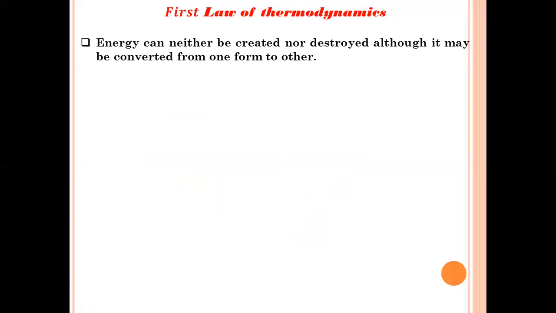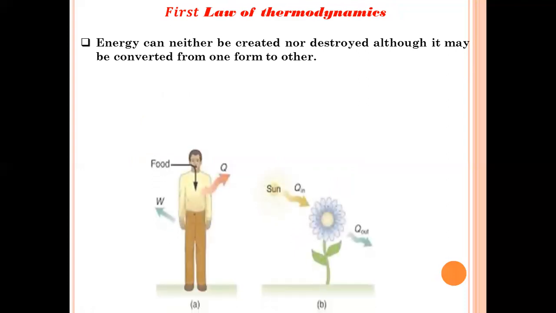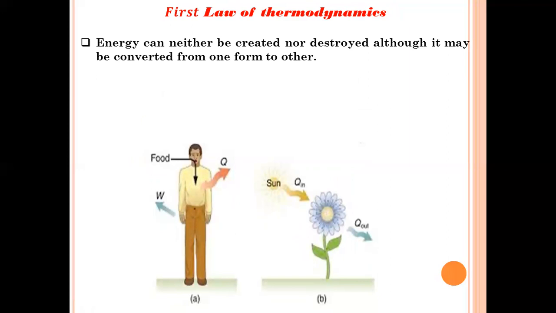The first law of thermodynamics gives the concept of the law of conservation of energy, which states that energy can neither be created nor be destroyed, although it may be converted from one form to another. Let us take one example. Here, the chemical energy of food is utilized to perform a particular work.